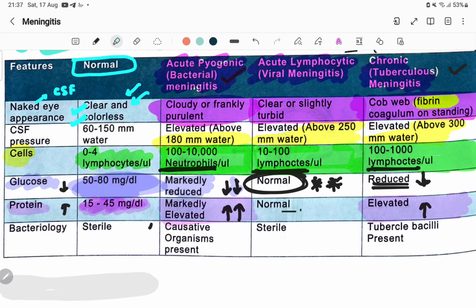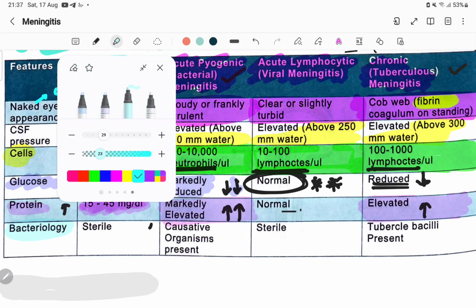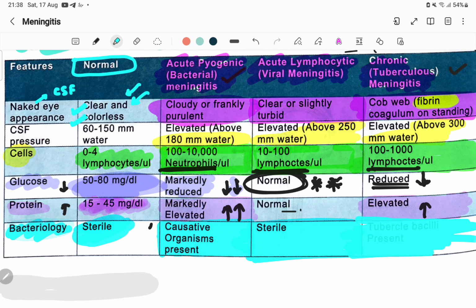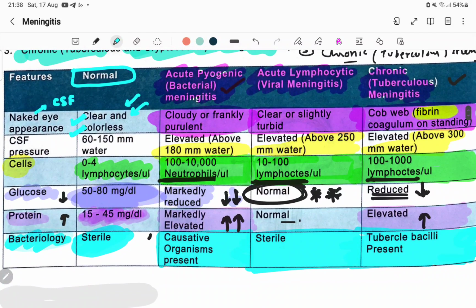If we do bacteriology, which is the work of the microbiology department, normally the CSF is sterile, no bacteria are present. But in acute pyogenic meningitis you can see the bacteria. You can do a gram stain, and dark ground microscopy is also done in some cases. In viral meningitis the CSF will be sterile. And in tuberculous meningitis, tubercle bacilli, that is Mycobacterium tuberculosis, is present. Okay, so that was an important discussion on meningitis.